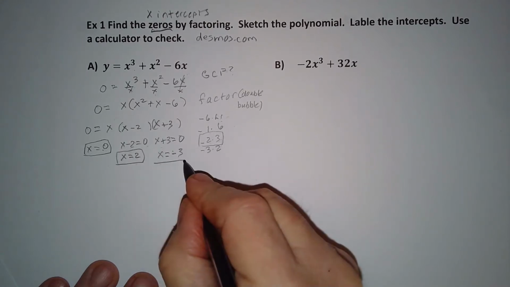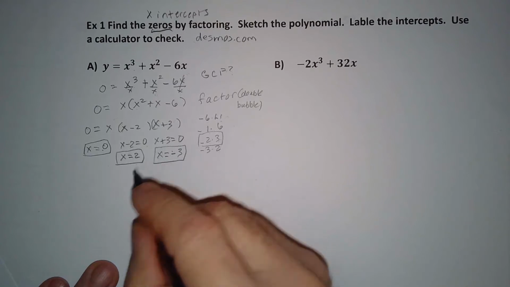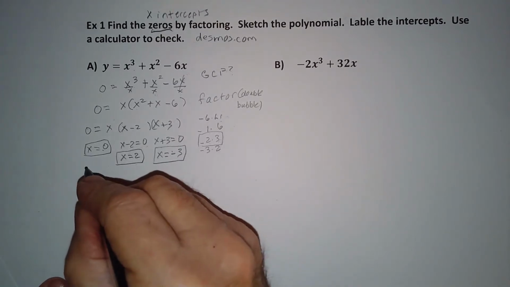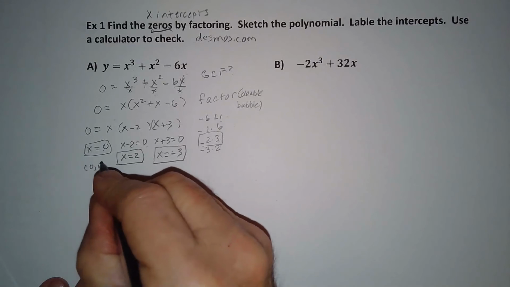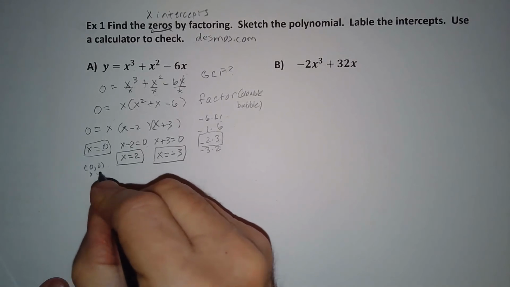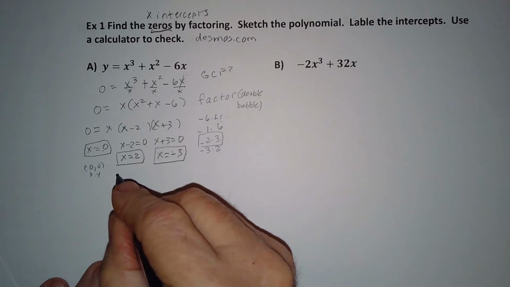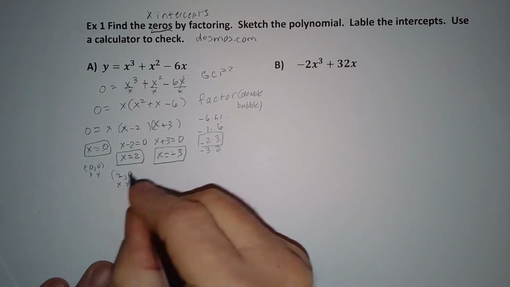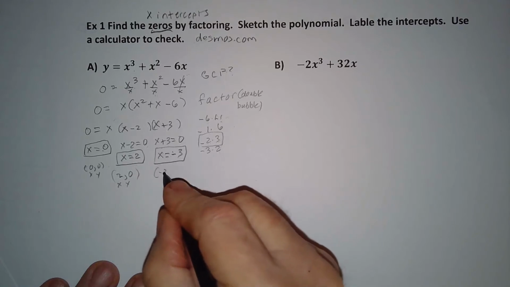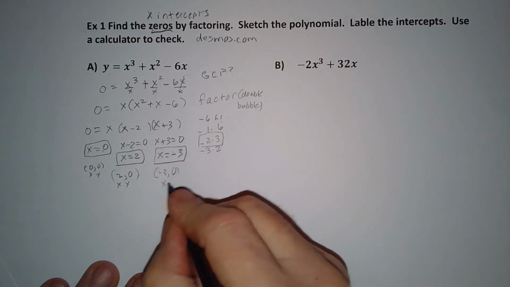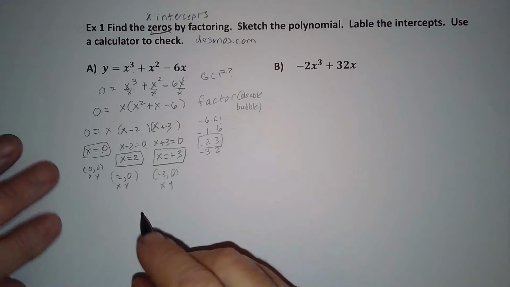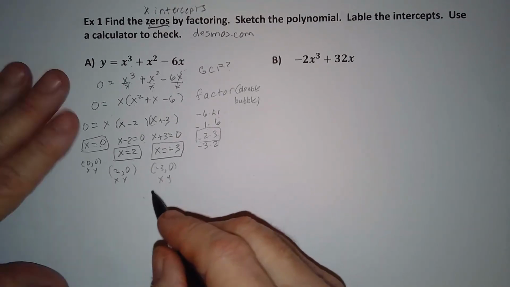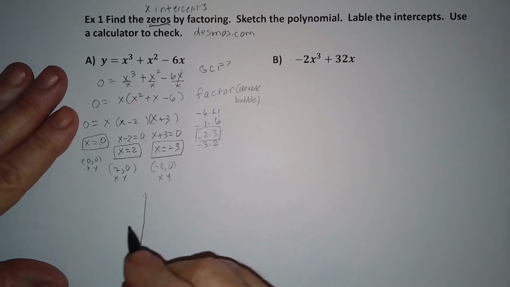All right. So, you now know what x is when y equals 0. So this is 0, 0, xy. This is 2, 0, xy. This is negative 3, 0, xy. So now we can go ahead and graph this. So I'm just going to draw a simple xy chart.